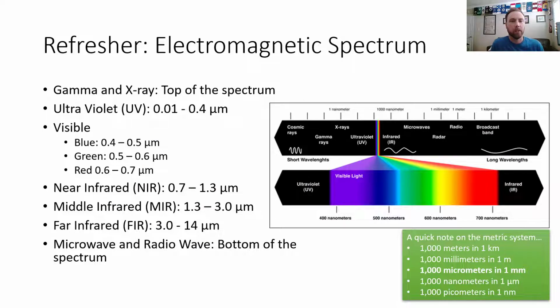And just as a quick reminder, gamma and X-rays are at the top of the spectrum. Those are the shortest wavelengths, infinitesimally small wavelengths. Then as you move to longer and longer wavelengths, you get to ultraviolet, visible, which is blue, green, and red. Then as the wavelengths get longer, you get to near infrared, middle infrared, far infrared, and then microwave and radio waves, which are the bottom of the spectrum. The wavelengths are very long, like the length of a football field or even longer.